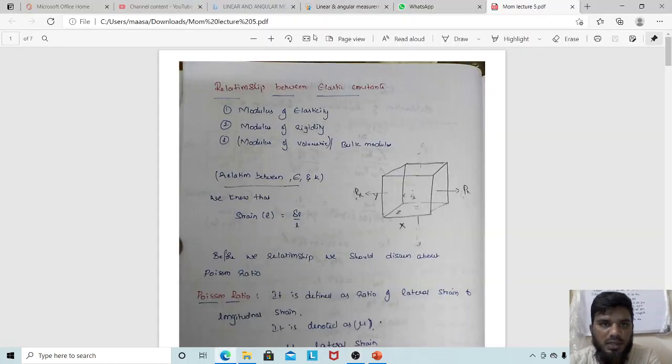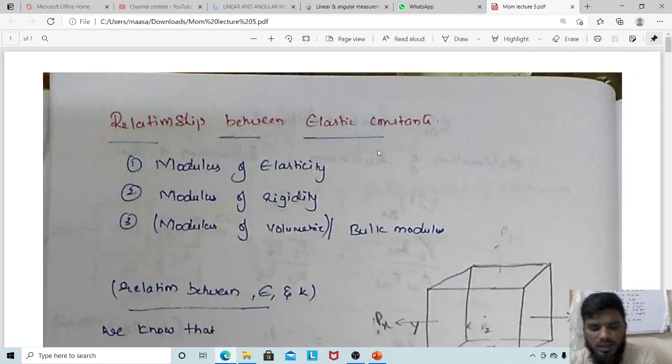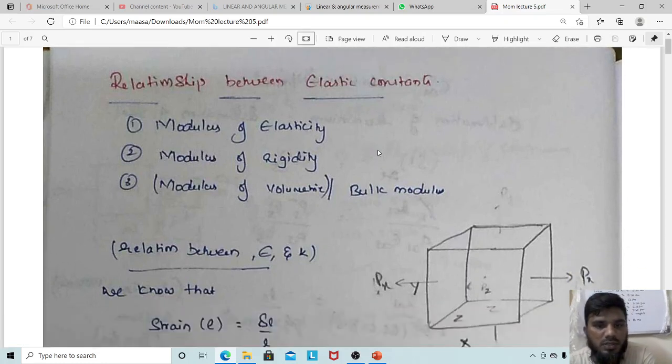Last class we discussed how stresses behave when there are various numbers of forces, for example the principle of superposition. If a bar section has various forces, how do we identify the overall deformation? Now we are going to discuss the relationship between the various elastic constants.